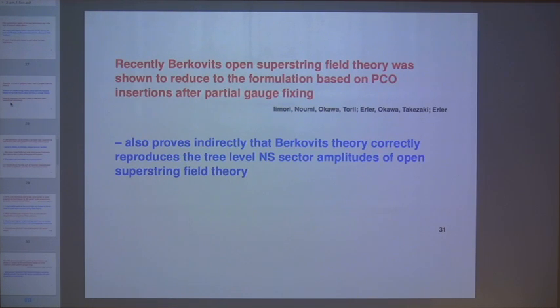So this can be called a simple version of open superstring field theory. Recently, Berkovits open superstring field theory was shown to reduce to this formulation based on PCO insertions after partial gauge fixing. And since the second formulation is known to reproduce the amplitudes correctly, this also gives an indirect proof that Berkovits open superstring field theory, in which the amplitudes are hard to compute directly, also reproduces all the tree-level NS sector amplitudes of open superstring theory.